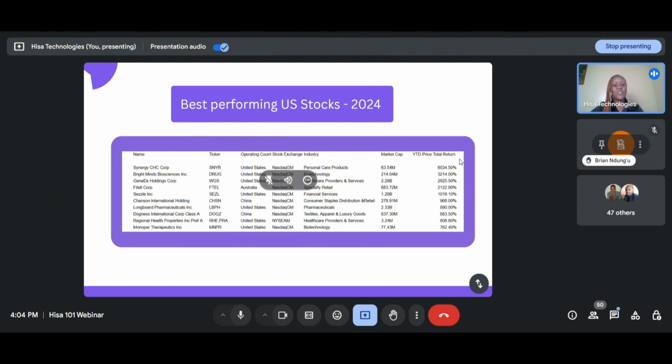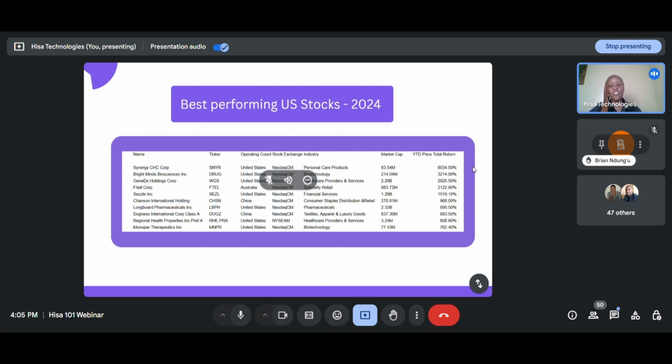Yes, we have Synergy, which is in the Nasdaq Stock Exchange, which has gained over 6,000 percent year to date. Year to date, for those of us who are new, since the year began, how has that stock been performing? So since January, this company has gained over 6,000.